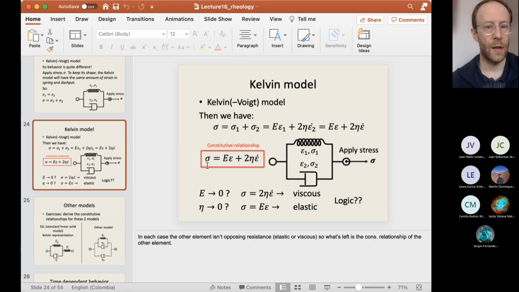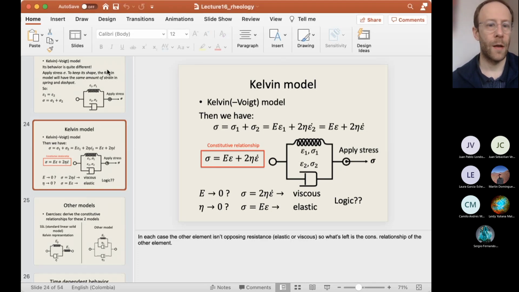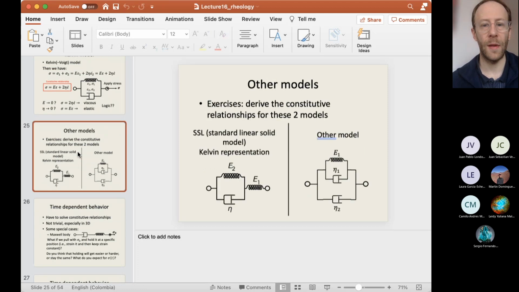You found some of these constitutive relationships for the Kelvin void and for the Maxwell. So basically the idea is to find a relationship like this one. And I was wondering if you did the application with other models like those ones, for example, or if you didn't do it yet.